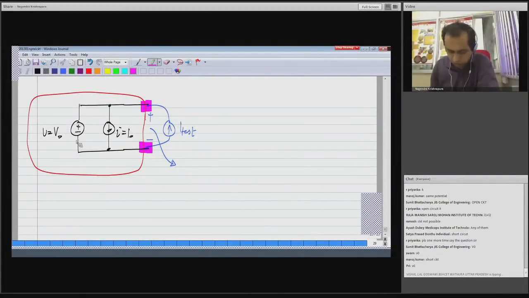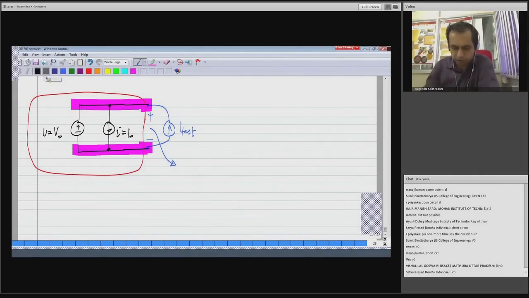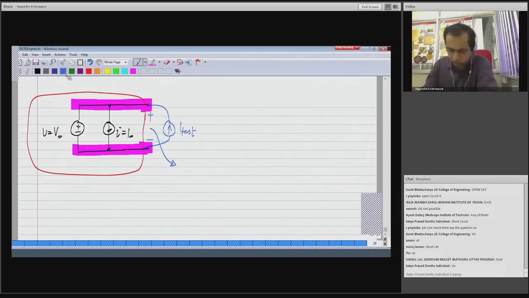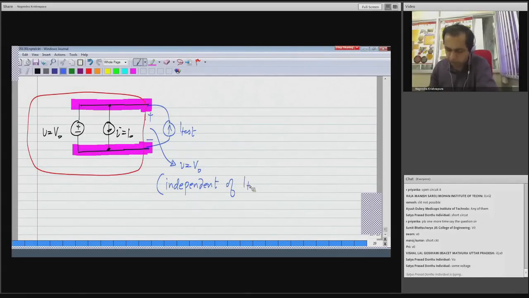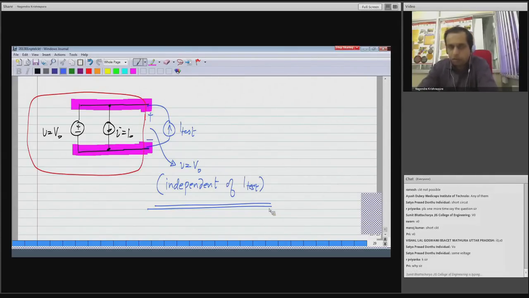Clearly, this voltage source will enforce the voltage between these two nodes to be exactly equal to V0, regardless of what current is flowing through that. So, the voltage across these two terminals will be equal to V0, and this is also independent of the current we have applied. So, what does it mean? If the voltage value is independent of the current that is applied, what is the equivalent element?